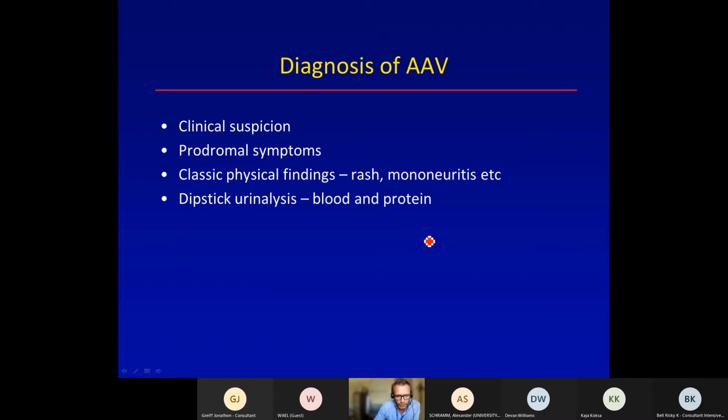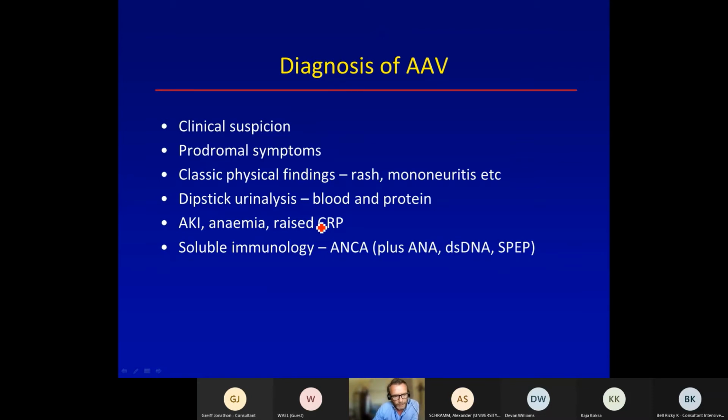Dipstick urinalysis is absolutely critical. Any patient who's acutely unwell, always dip test the urine for blood and protein. If you've got blood and protein in the absence of infection, it implies glomerular inflammation until proven otherwise. Usually patients with active ANCA-associated vasculitis may have impaired kidney function, they're often anemic, and if you've got lung hemorrhage, they may be significantly anemic, and obviously they have a diffuse inflammatory response characterized by a raised CRP. Again, anybody without a clear-cut cause for their illness, always do an immunological profile, and clearly the key in this case is asking for an ANCA test, but also do other immunological tests: ANA, double-stranded DNA, serum protein electrophoresis.